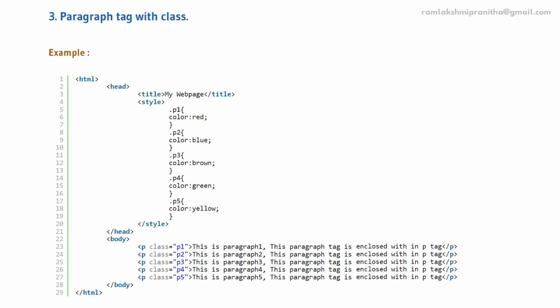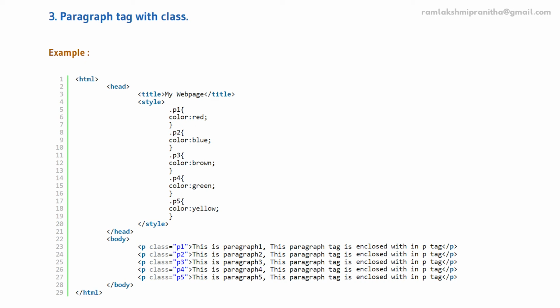Then we have also applied different colors for the paragraphs by using CSS style property. For paragraph p1 the color is red, for paragraph p2 the color is blue, for paragraph p3 the color is brown, for paragraph p4 the color is green and for paragraph p5 the color is yellow. Based upon the class names the CSS colors are applied.